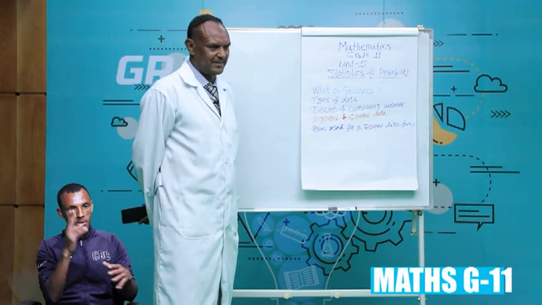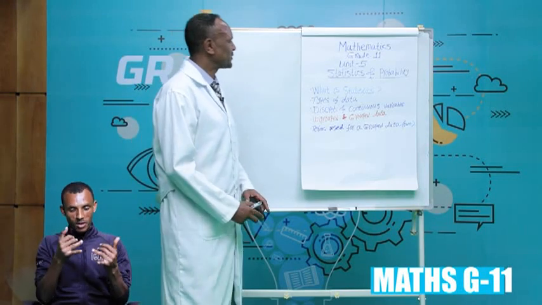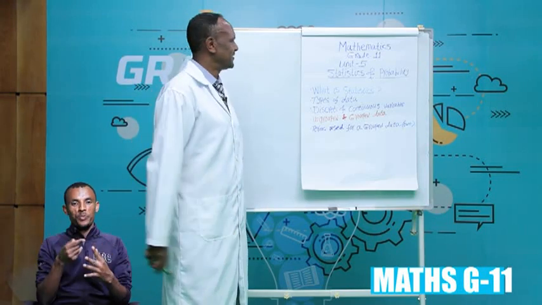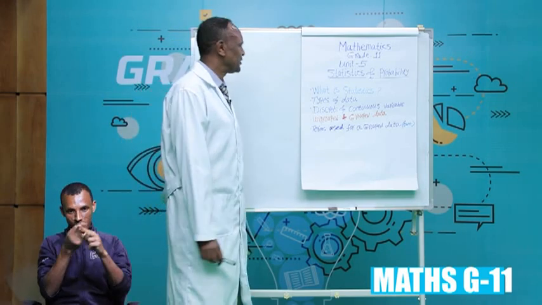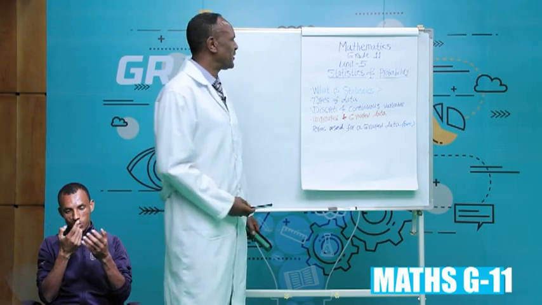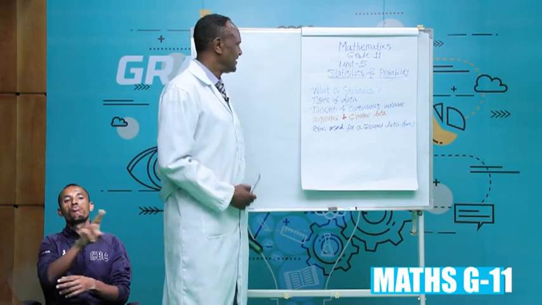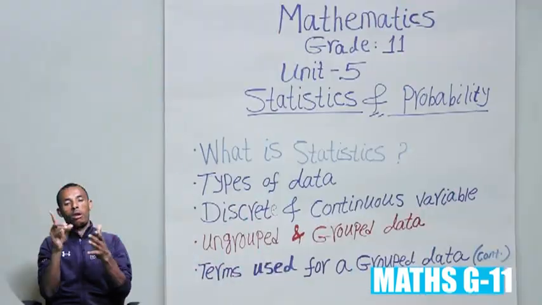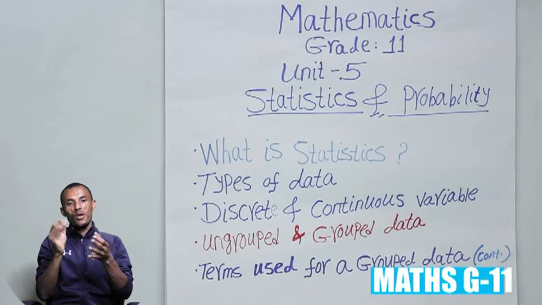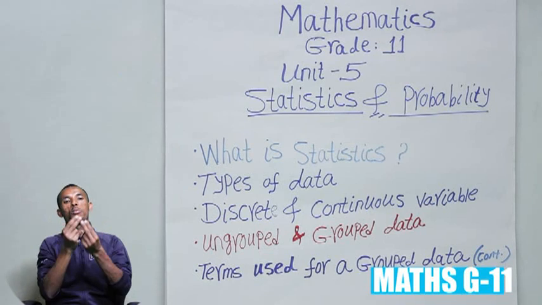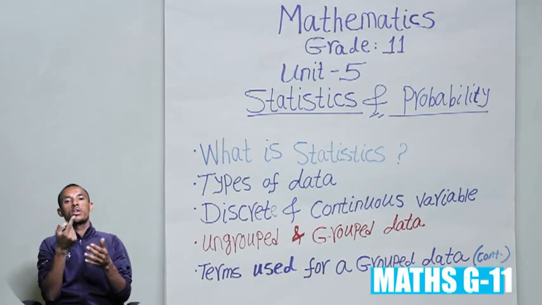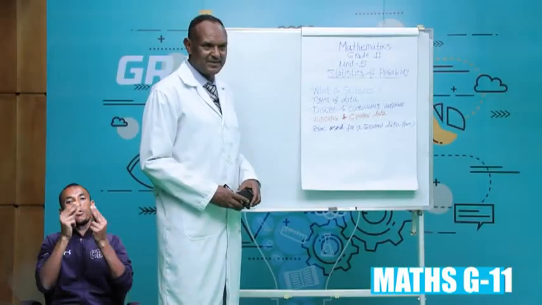Hello students. Today we are going to start grade 11, unit 5, statistics and probability. Especially in this subtopic, I want to discuss what statistics is, types of data, discrete and continuous variables, ungrouped and grouped data, and terms that we use when we are discussing grouped data.